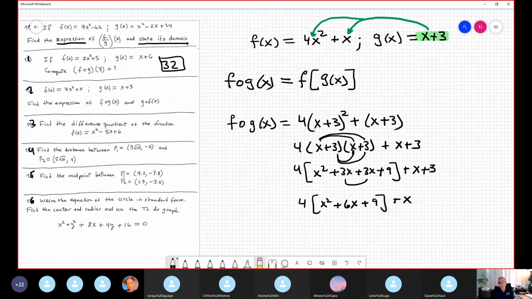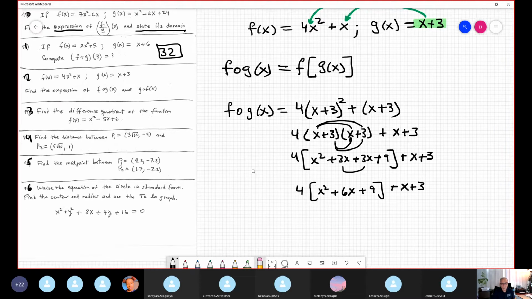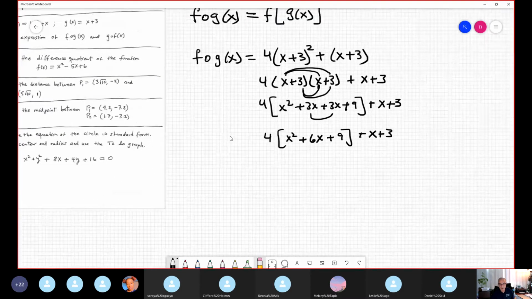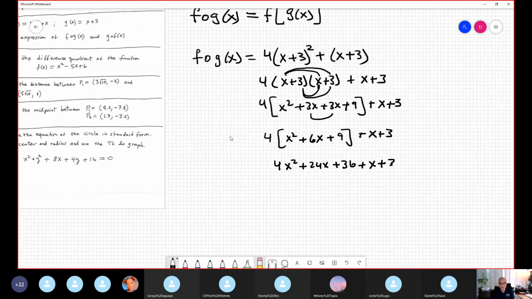And finally, multiplication for is 4x squared plus 24x plus 36 plus x plus 3. And last step is combine like terms: 4x squared plus 25x plus 39, no? Because 36 plus 3 is 39. Okay, this is F composition G.